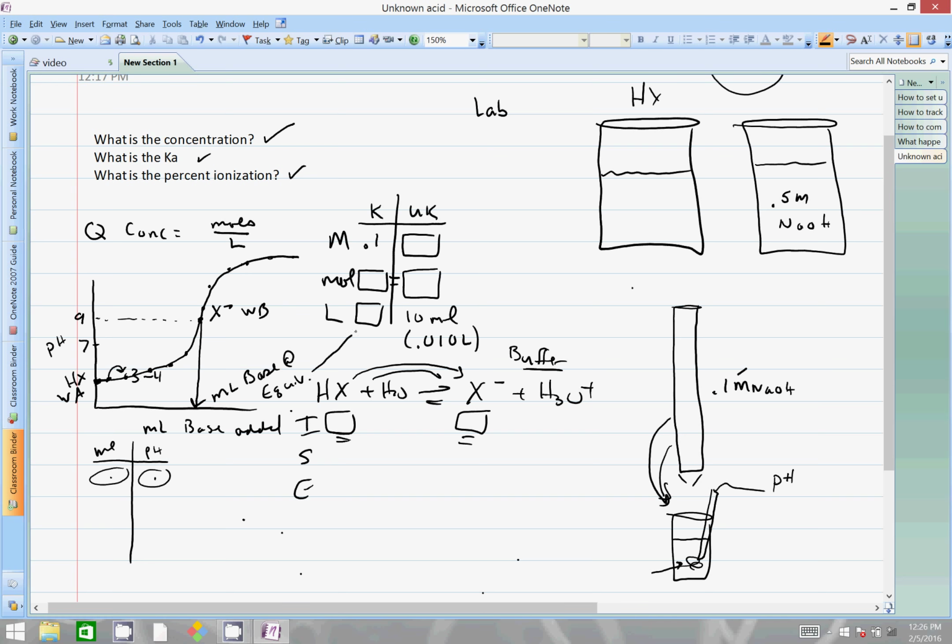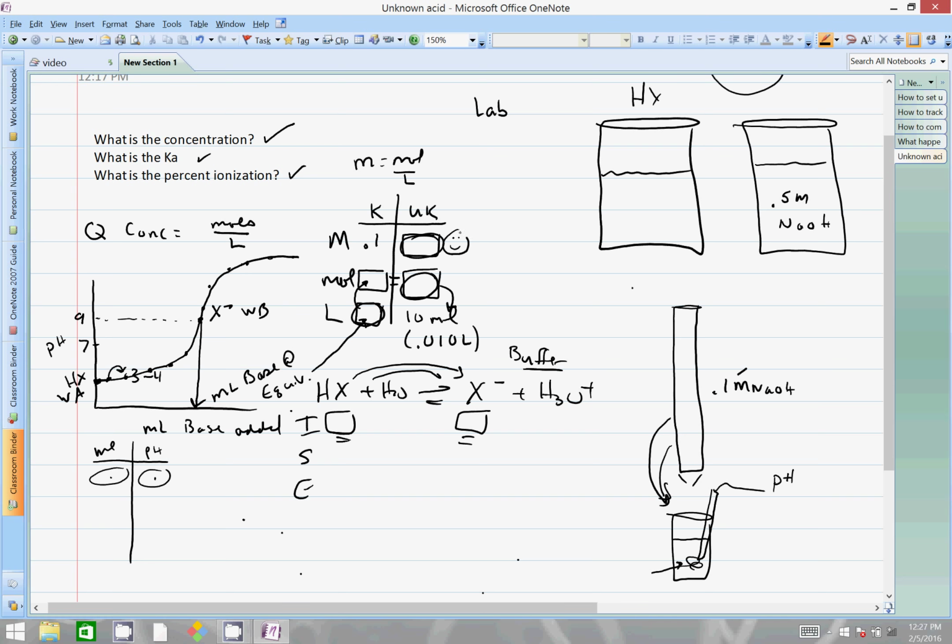This goes right here. Now you have the milliliters. Solve for moles using molarity equals moles per liter. And you solve for the moles because they're equal. Divide by the new volume, and you get your unknown concentration.